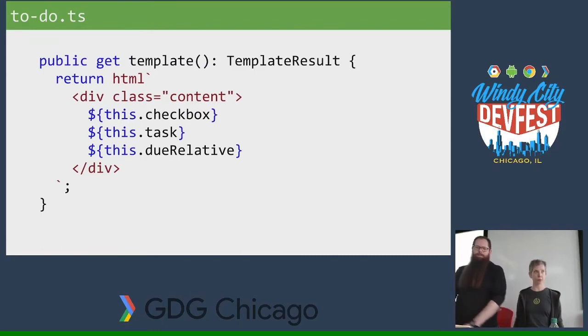So we define this due relative variable, and now we're sticking it in our template. And if we were to run the tests right now, our test would pass.